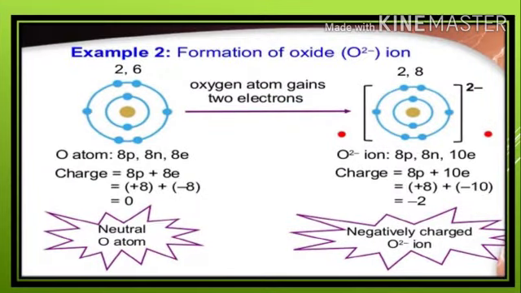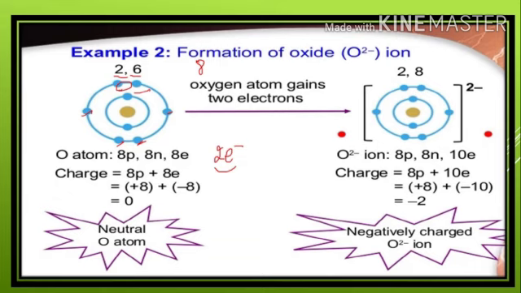Now, let's take another example to better understand the concept of the formation of anions. Formation of oxide ion. The atomic number of oxygen is 8 and its electronic configuration is 2, 6, and it has 6 electrons in its outermost shell. So, it needs 2 more electrons to acquire the stable noble gas configuration of the neon atom.